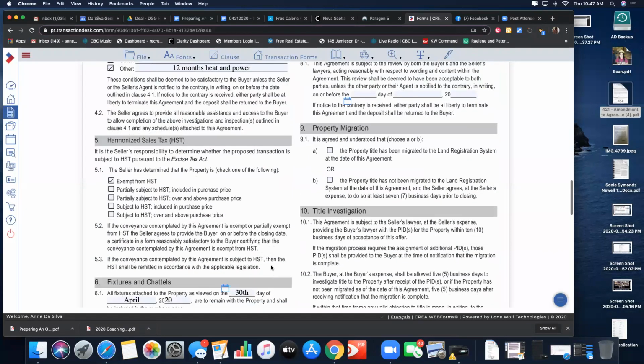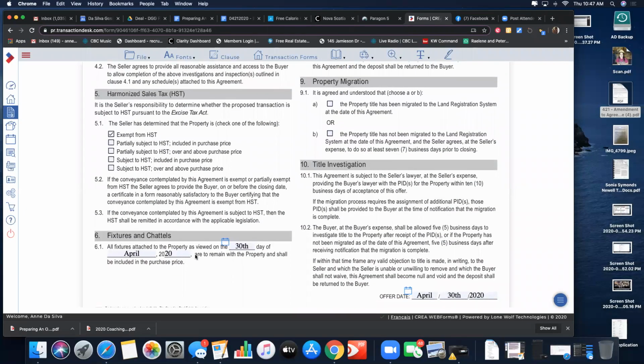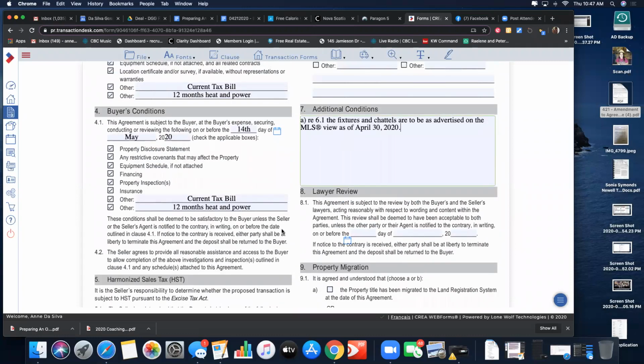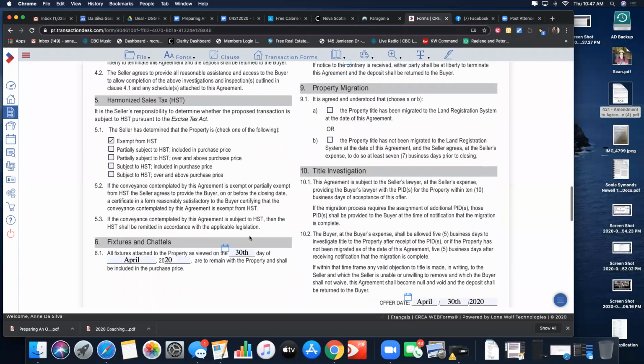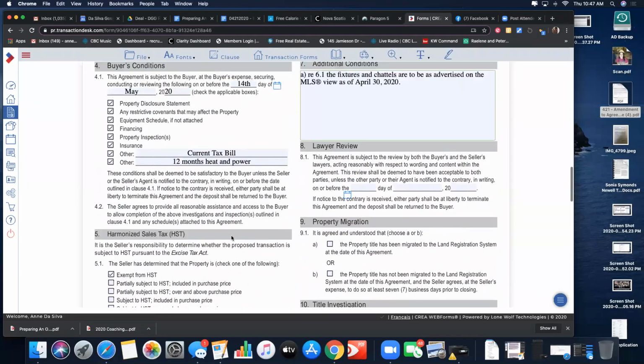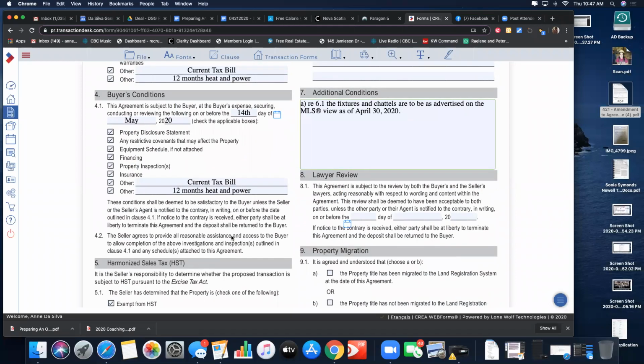You don't strike out the clause, because if you strike out the clause, you're saying that the fixtures don't have to remain. You're just striking out the date and putting initials in the margin. Would you not just not fill in a date? You can't have an empty spot on a form. So you put it in, then scratch it out.